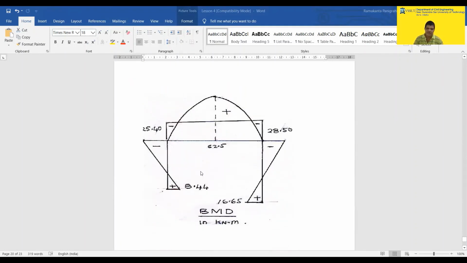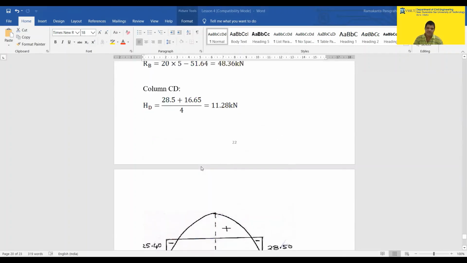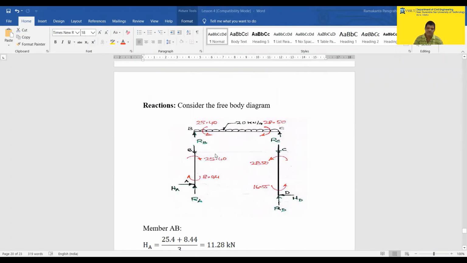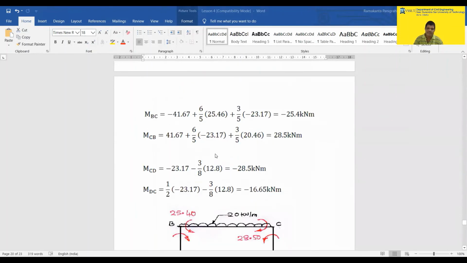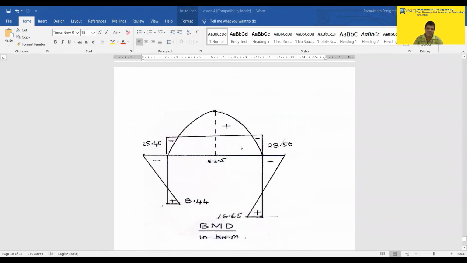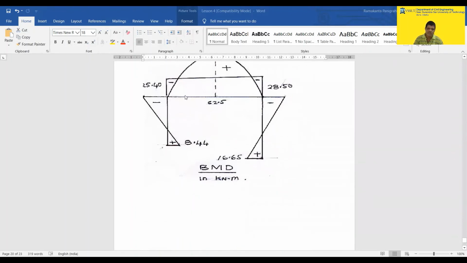So here the moment is clockwise. So clockwise is positive. Your MAB is positive. Both are clockwise. So clockwise moment means bending moment clockwise positive. Bending moment clockwise is negative. Anti-clockwise negative here. Clockwise negative here. Anti-clockwise negative here. Anti-clockwise positive here. So accordingly, the values are put.